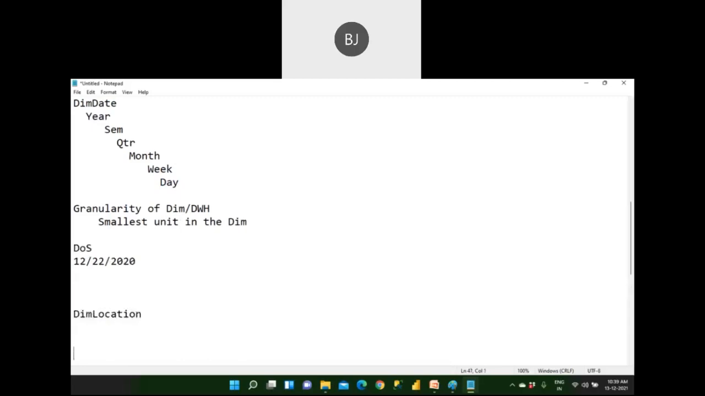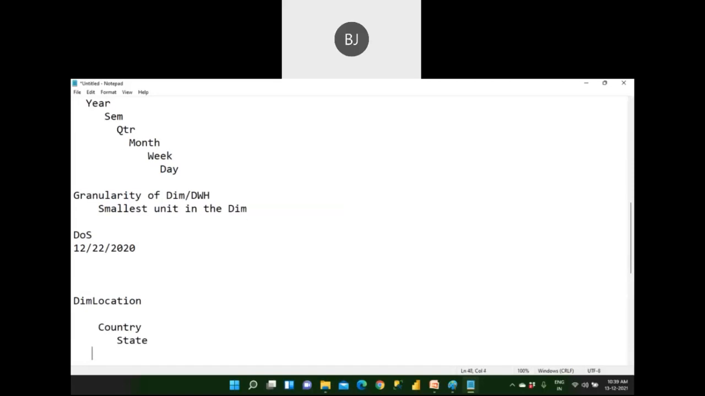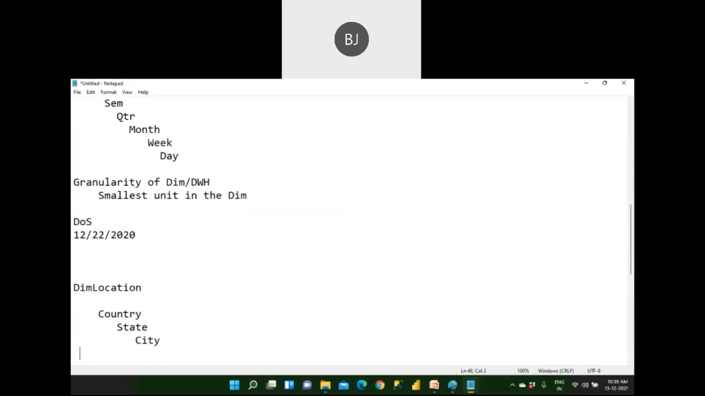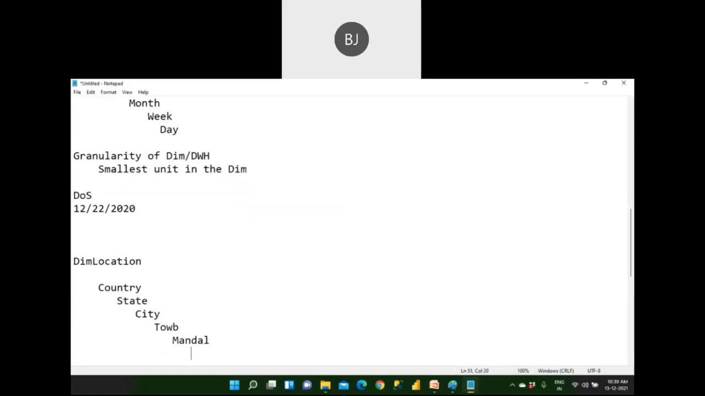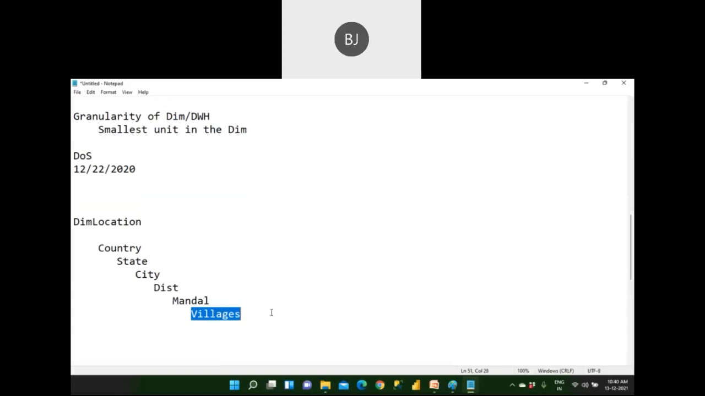Okay, let me take one more dimension, dim location. So the location table will have a country. Within the country, I want to see the data state-wise. Within the state, city. Within the city, I want town-wise. Within the town, mandal-wise. Within the mandal, there will be different things, right? So town-wise, mandal-wise, district-wise, whatever you would like to have. Within the city you may have a district, or within the district you'll have cities. What is the smallest unit you can analyze the data? Smallest unit is village. This is the granularity of the dimension.